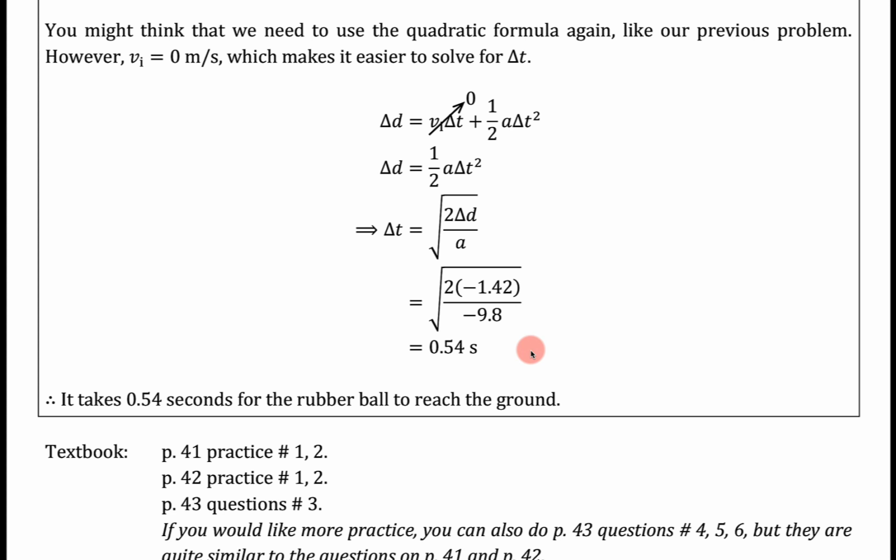Okay, and just to be concrete, 1.42 meters is kind of like shoulder height. So if you drop an object like a rubber ball or a basketball or textbook from shoulder height, it'll take about half a second to reach the ground. So there you go.